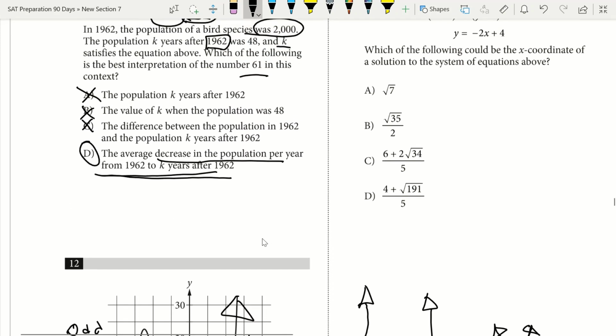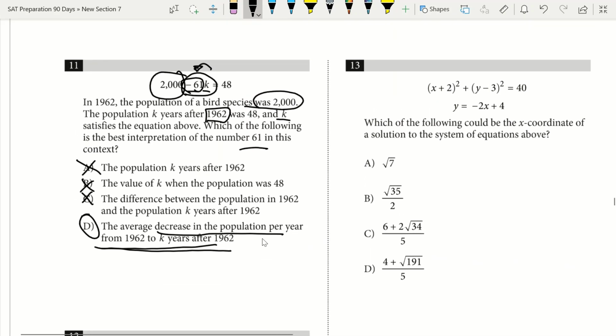All right, question 13. Which of the following could be the x-coordinate of a solution to the system of equations above? Okay, what jumps out to me immediately here? I'm asked to solve for an x-coordinate, and I see I have a y. I know what y equals, and I can place that in here, and then I can just solve for x by finding what it equals, because I have a constant here. So then I'm only dealing with one variable, and the variable I'm dealing with is what I have to solve for anyway, so that's what I'm going to do here.